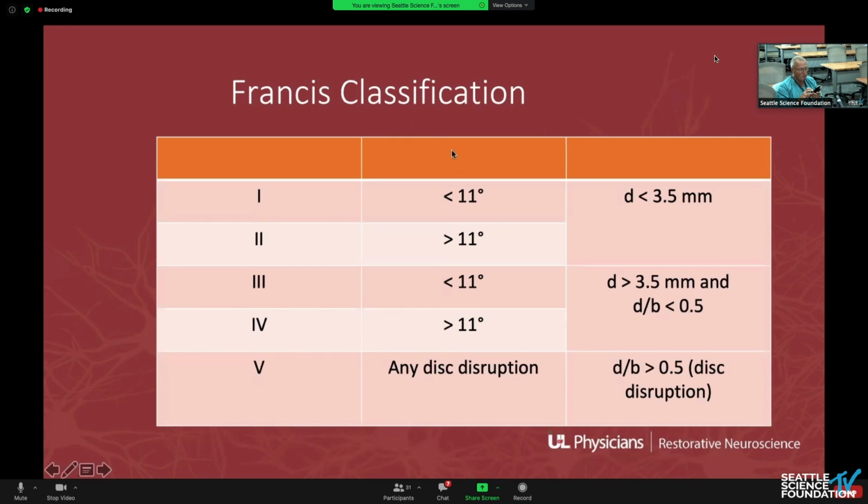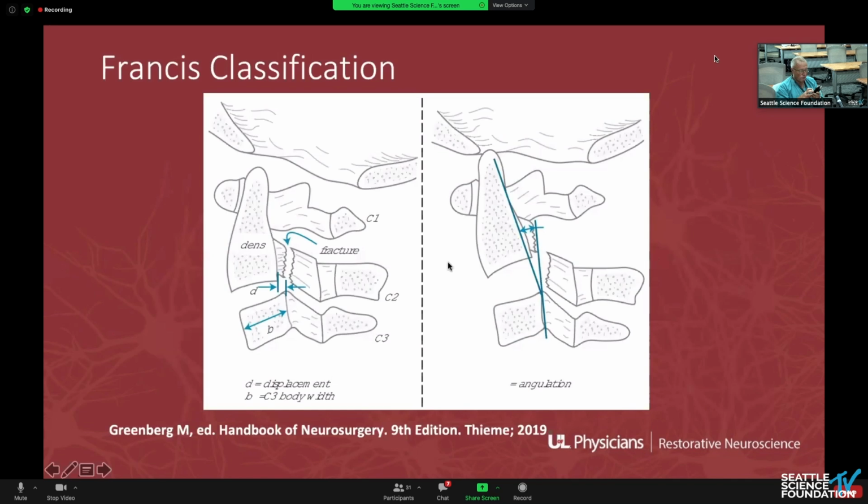And the Francis classification is a little bit different. The Francis is a quantitative classification. Less than 11 degrees is the type 1, and the type 2 is greater than 11 degrees of angulation with displacement less or greater than 3.5 millimeters. There's also a Francis 5, which is when there's any disc disruption. And so this is how the Francis measures the displacements. You know, the D would be less or greater than 3.5 millimeters, and that puts it into the Francis 1 or 2 categories.